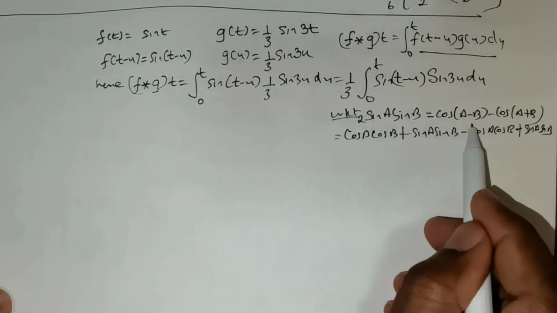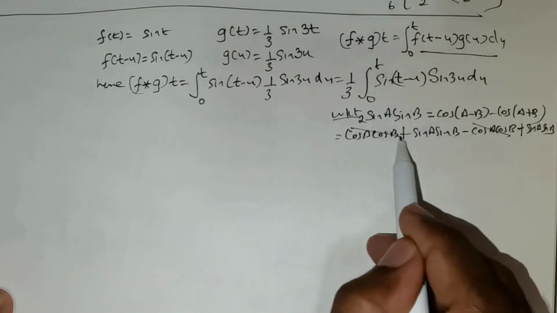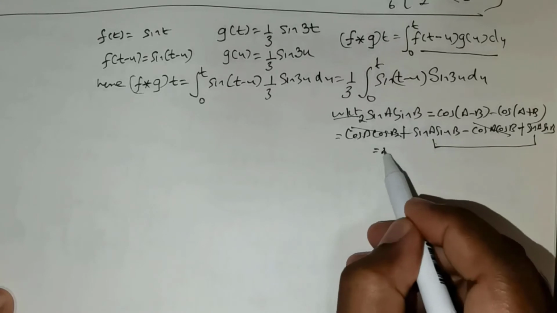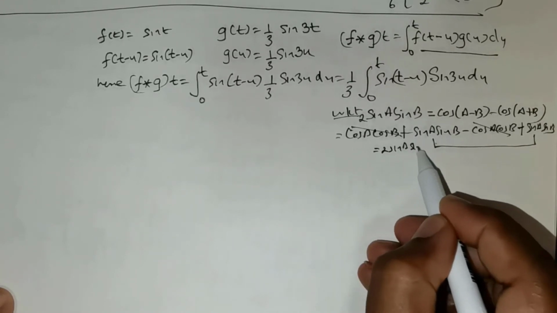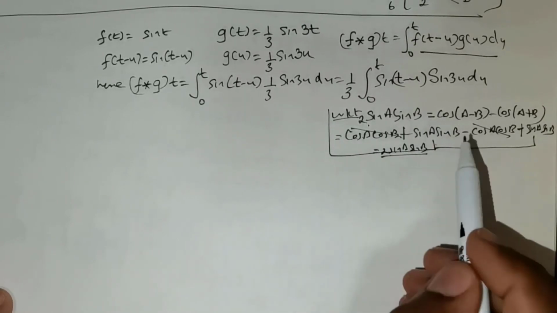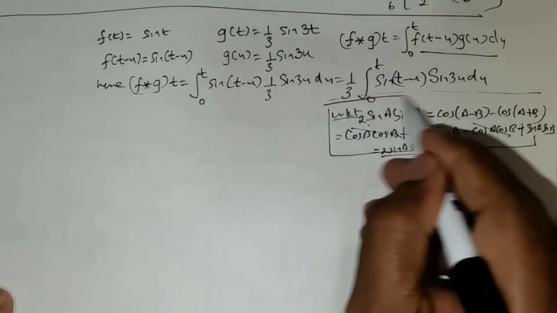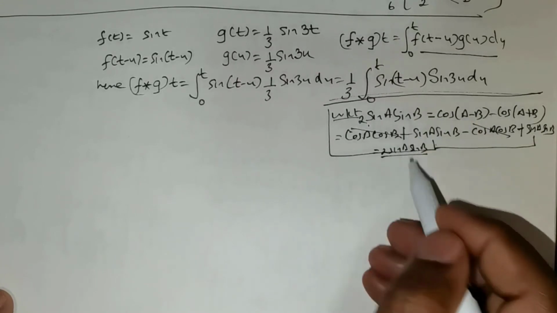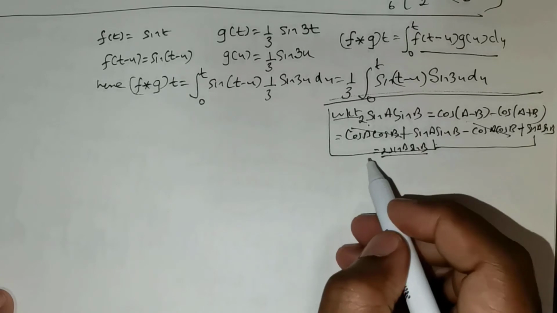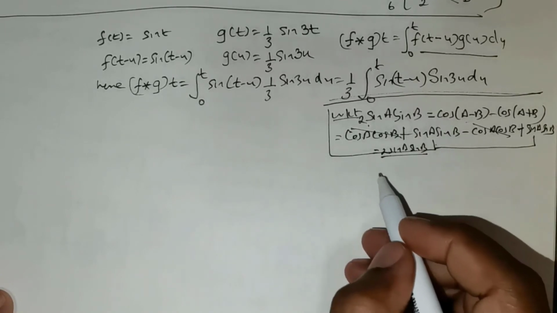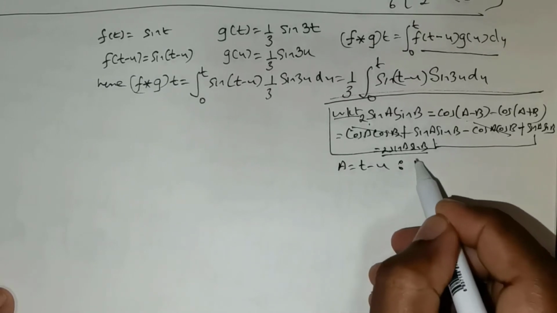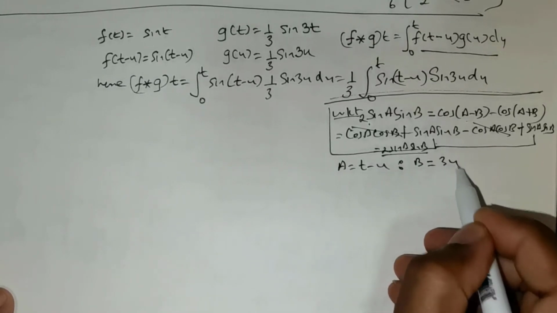Now negative cos A cos B and positive cos A cos B can be cancelled, giving me sine A sine B added with sine A sine B, so that's going to be 2 times sine A sine B. What is that? That's nothing but my left hand side, so this formula is absolutely correct. So that's the reason I would be employing this difference formula for this component, sine of t minus u times sine of 3 times u. Now clearly my A is t minus u and my B is 3 times u.